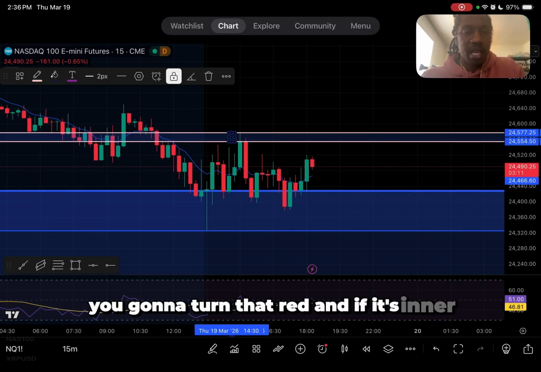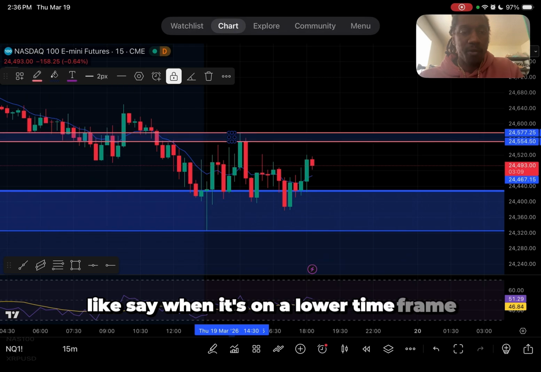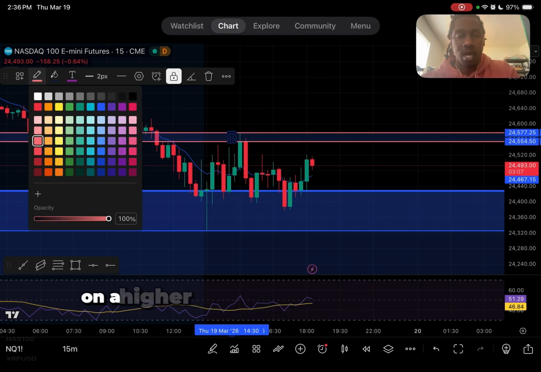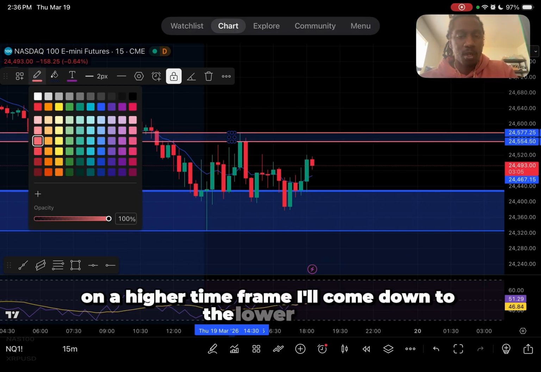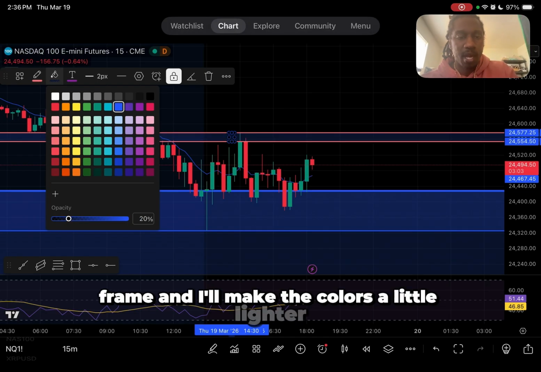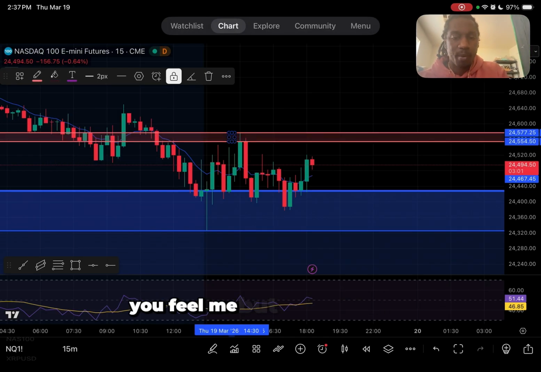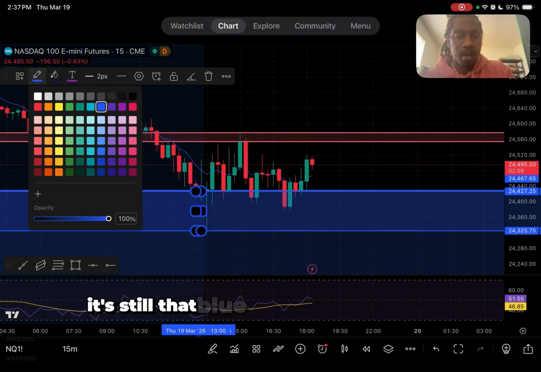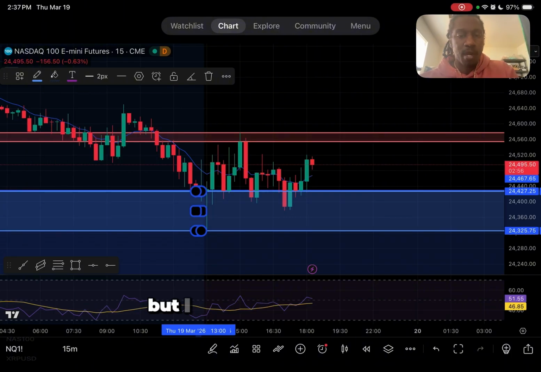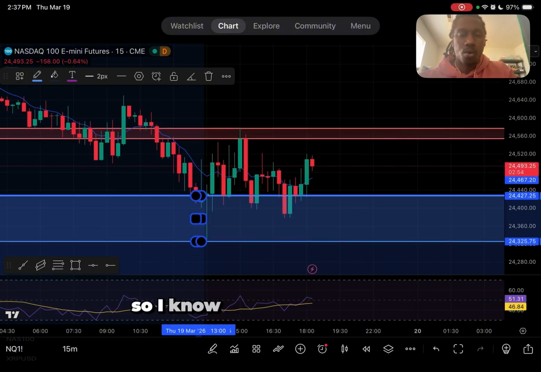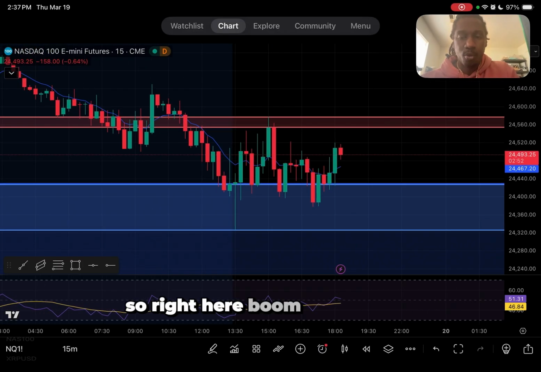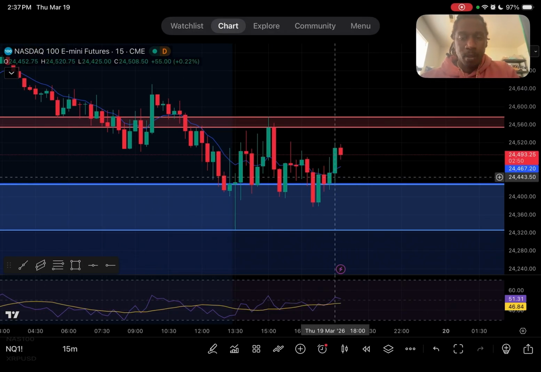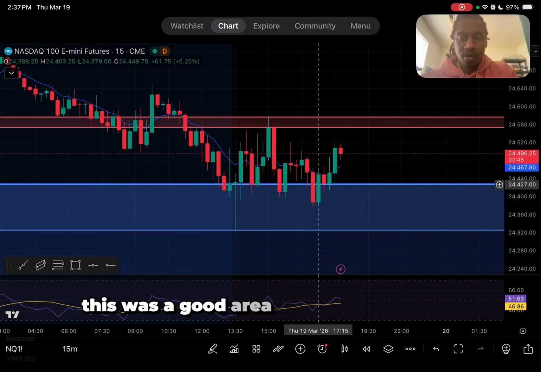And say when it's on a lower time frame, so say I already did my support and resistance on a higher time frame. I'll come down to the lower time frame and I'll make the colors a little lighter. Make it a little different. You feel me? But in essence, it's still that blue or that same color. But I identify it as lighter so I know which one it is, right? So right here, boom, boom, boom. This was a good area to catch a buy, right?